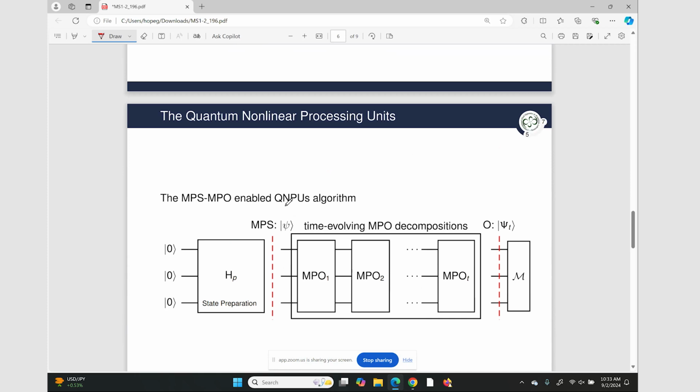So the next thing is that we want to evolve in time. So you have these PDEs, and after we discretize in space, we can get an ODE. After we get this semi-discrete ODE, we evolve in time. So you build this time-evolving MPO decomposition. So this is our circuits. So this is the MPO, that's the depth.